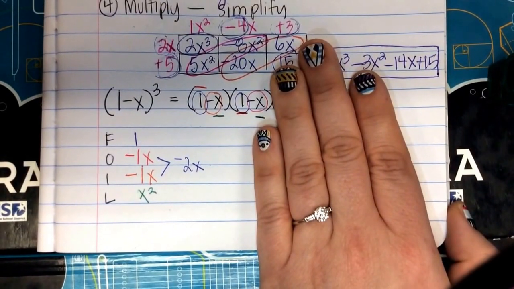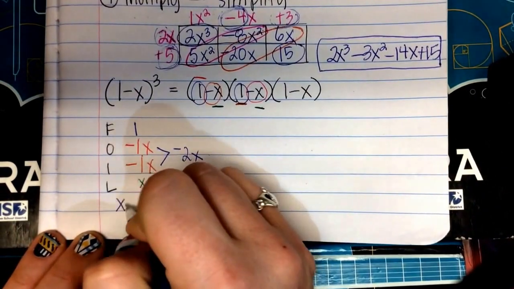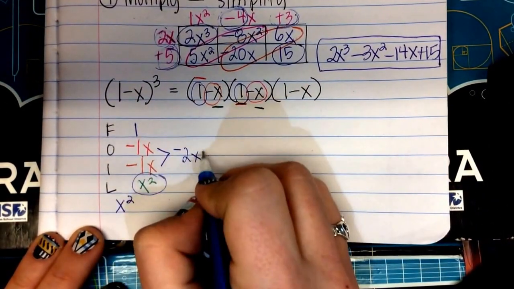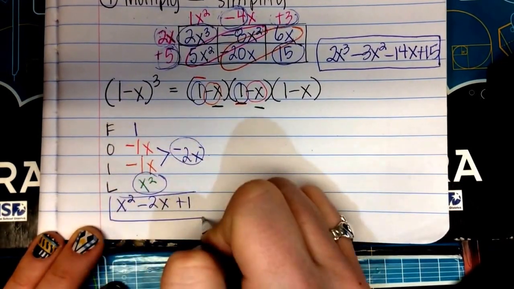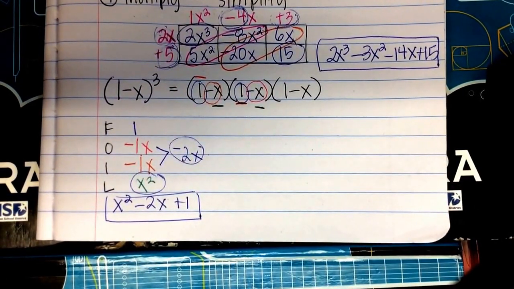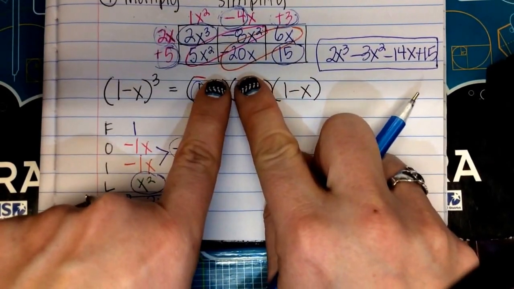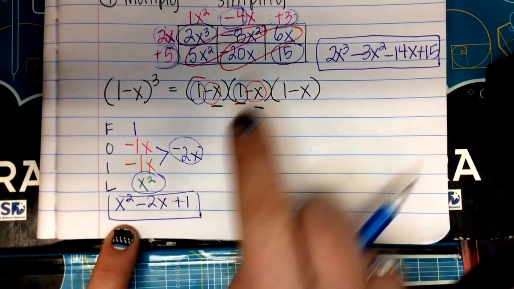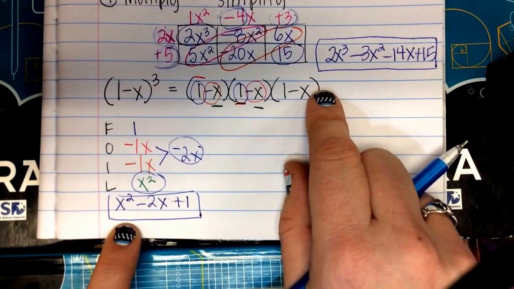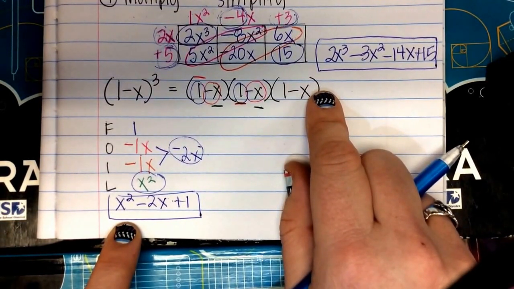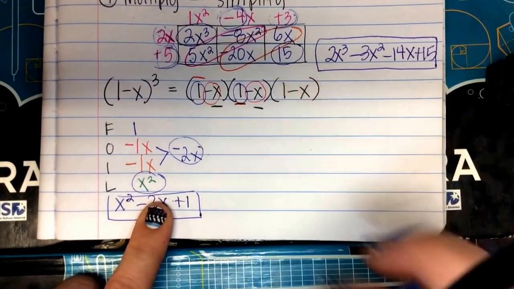I like to write it how? In order, standard form. X squared minus 2x plus 1. Am I finished with my problem? Is that my answer? No, because now I have to take this answer and multiply it by what? 1 minus x. I'm going to draw a grid. How big should my grid be? 2 by 3 or 3 by 2, however you want to make it.